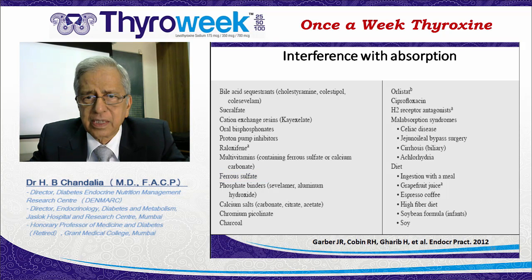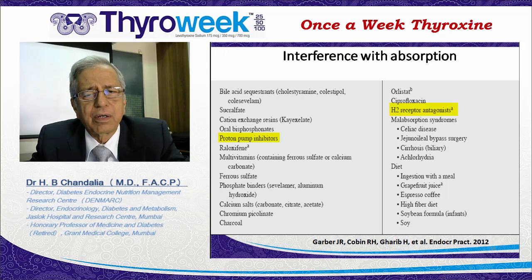Of course, there are many other drugs. Very important, one other factor which should be considered is the use of H2 receptor blockers, proton pump inhibitors, or antacids like magnesium hydroxide or aluminum salts. They might result in poor absorption because the thyroxine tablet has to disintegrate in the stomach, and it does so better in an acidic environment.